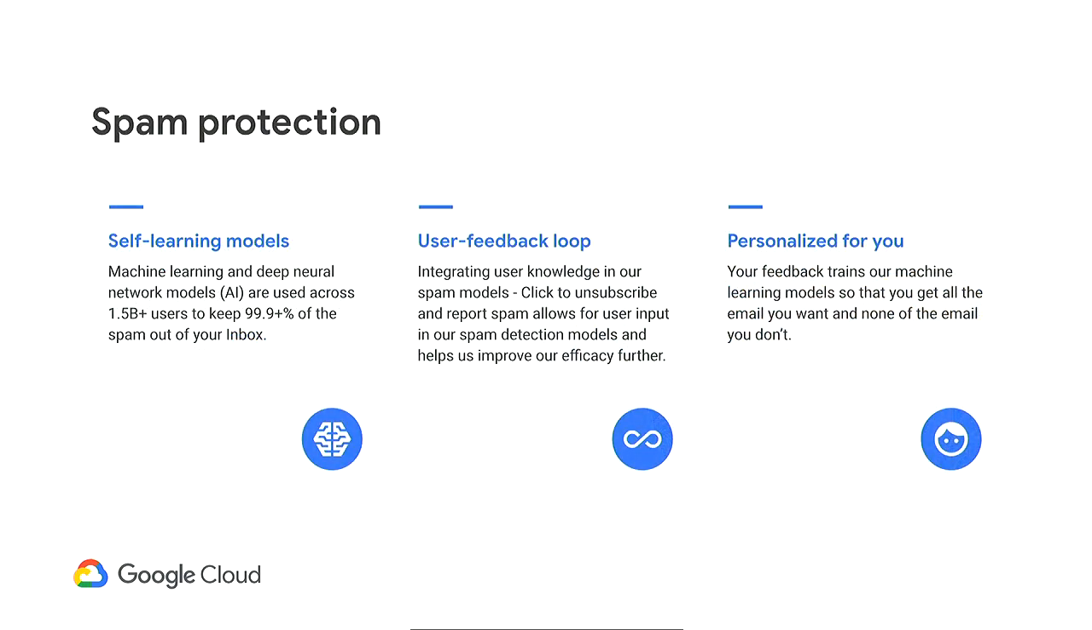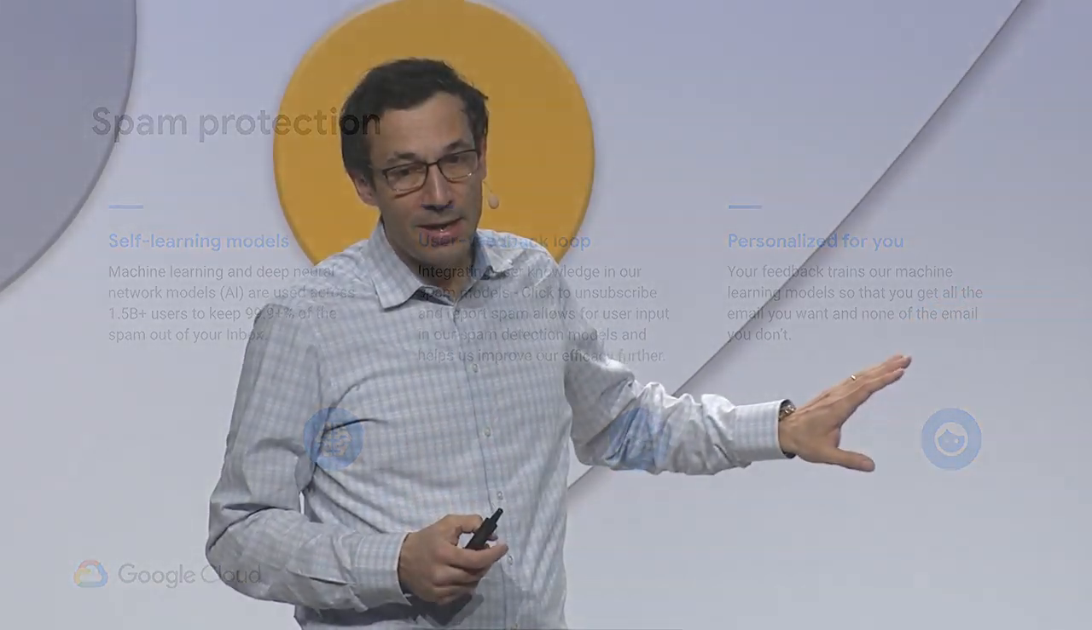I already mentioned earlier the self-learning models. That's something Google is investing a lot in. We have a mix of heuristic and self-learning models. Over time, we are doing more and more on the machine learning side, and we've seen really big improvement in the quality of detection by using machine learning.